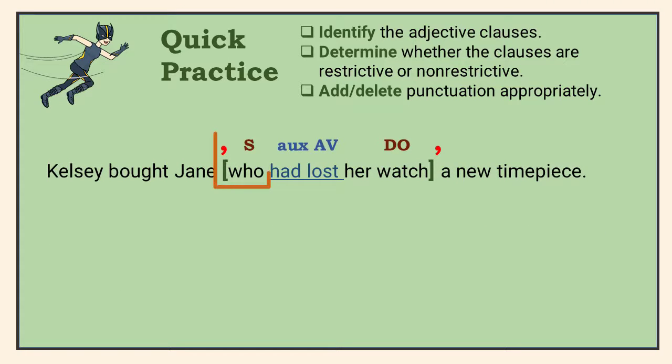Who is the relative pronoun standing in for Jane and functioning as the subject in the adjective clause. Who has lost her watch doesn't restrict the antecedent Jane to a specific Jane, so we put commas on both sides of this non-restrictive clause.